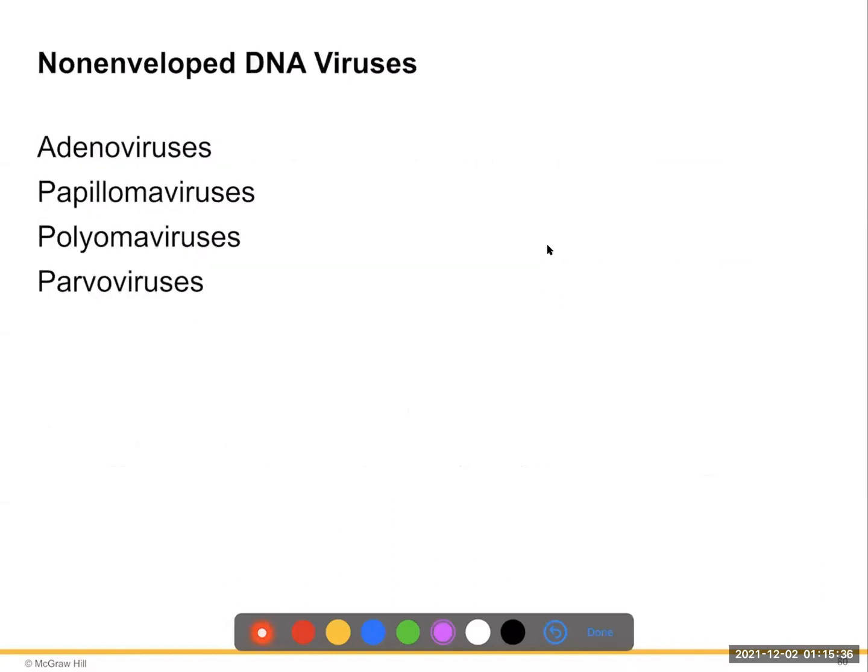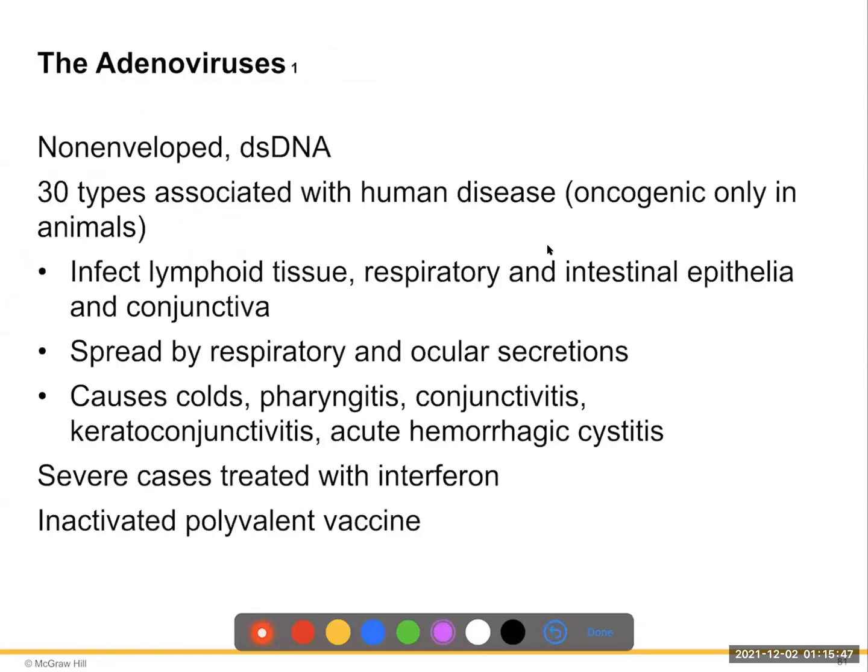So non-enveloped DNA viruses are your adenoviruses, your papillomaviruses, your polyomaviruses, and your parvoviruses. Adenoviruses are non-enveloped double-stranded DNA. There are 30 types associated with human disease. They are oncogenic only in animals. They do not cause cancer in humans.